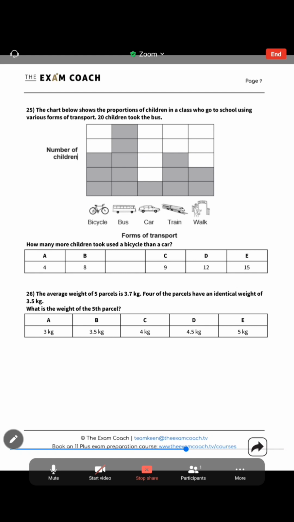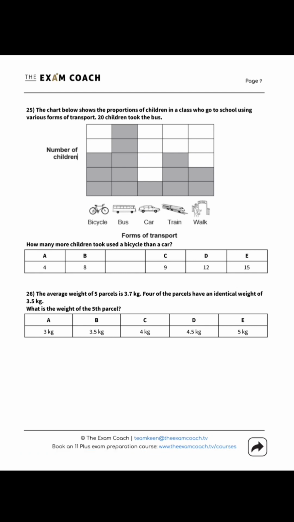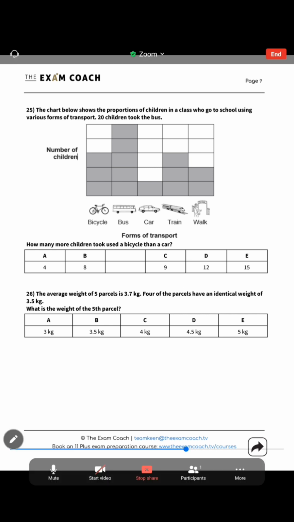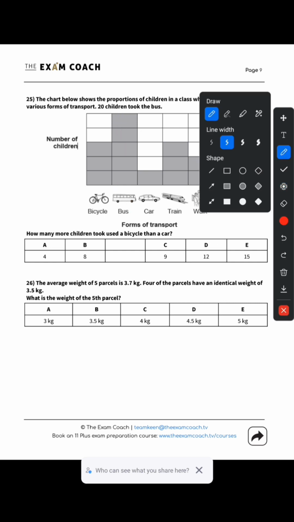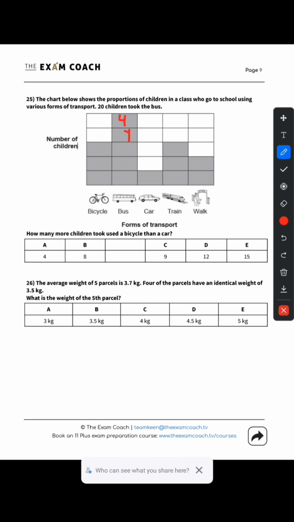Moving on. The chart below shows the proportion of children in the class who go to school using various forms of transport. 20 children took the bus. Okay, let's look at the bus. The bus has how many boxes? 1, 2, 3, 4, 5. So if all these 5 boxes add up to 20, each box should be 4. That will be 20 divided by 5, which is 4. So each of the boxes represents 4 children.